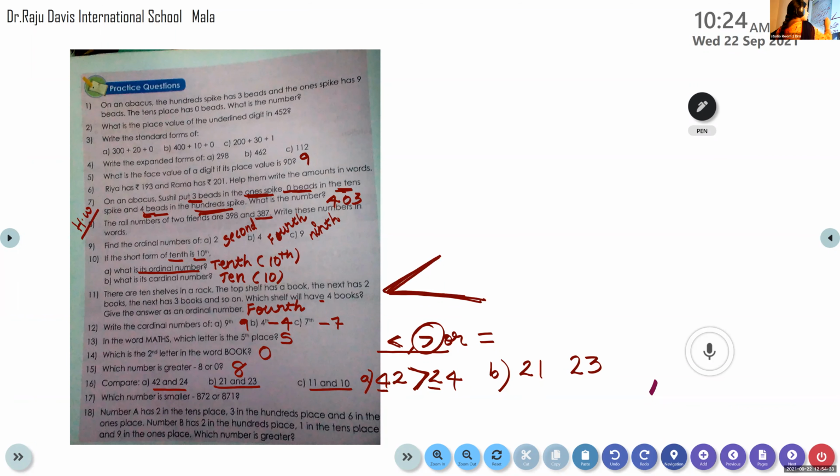The mouth should be closed. So which one we should use? The first symbol. Okay. Ma'am, second symbol is greater than. Okay. Please don't make mistake. So please write less than symbol. 21 is less than 23. Now question C.